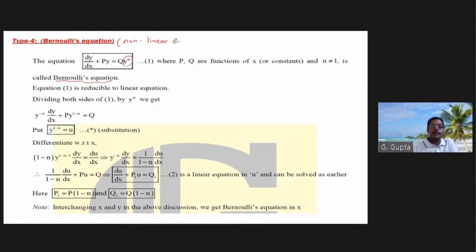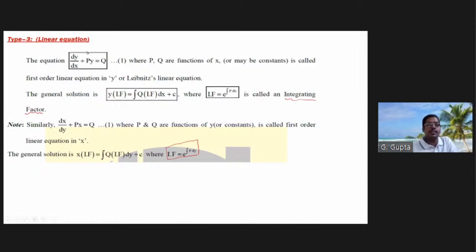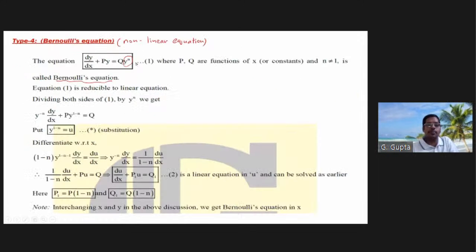Bernoulli is a scientist. See, back to the previous one. This is a linear equation in y, the right side only Q. But in Bernoulli, the right side Q is multiplied by some other y terms.